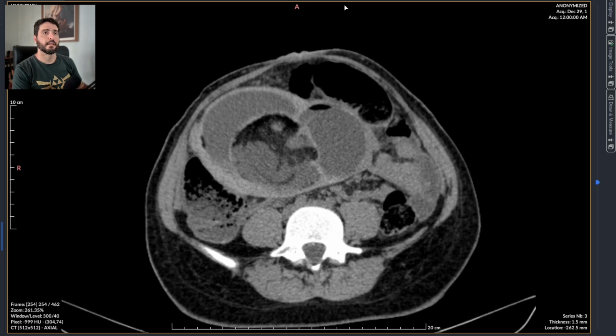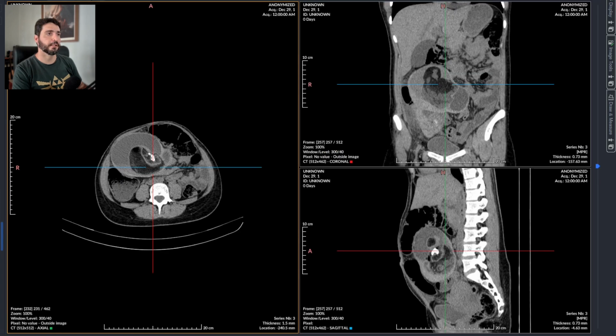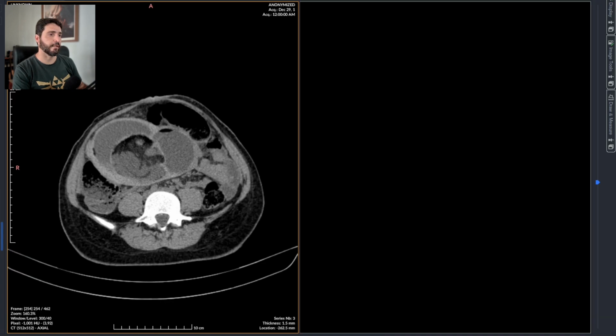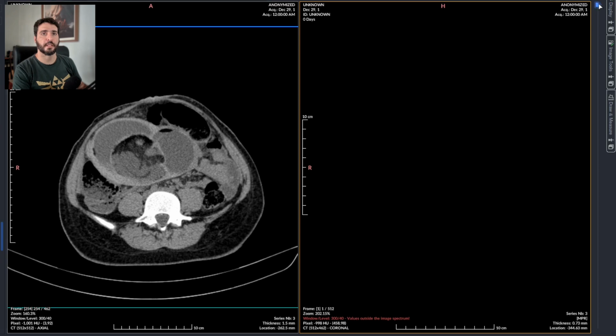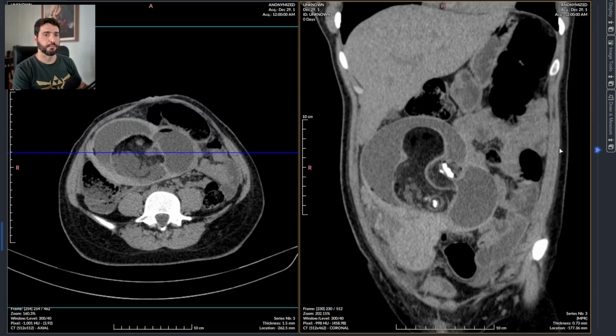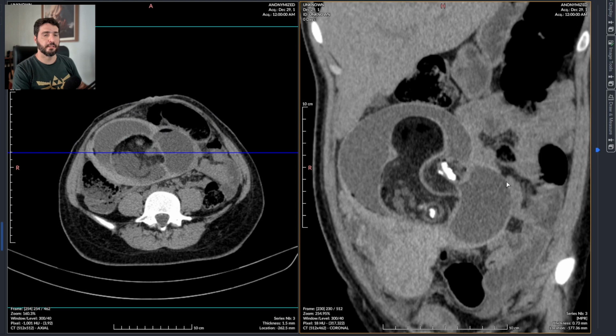Let's hit the multiplanar reconstruction just to have a better picture of it. I know you guys enjoy multiplanar reconstruction. This is really a large and heterogeneous lesion.